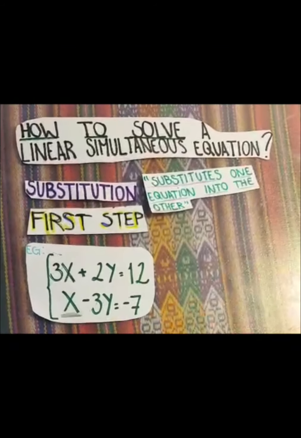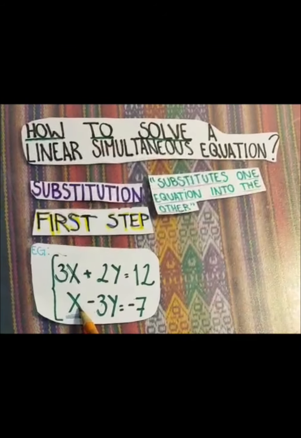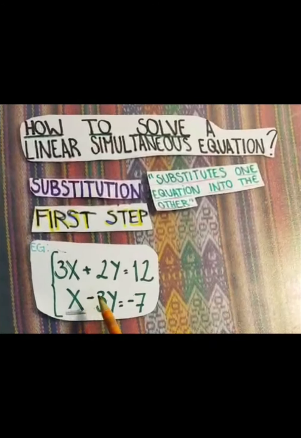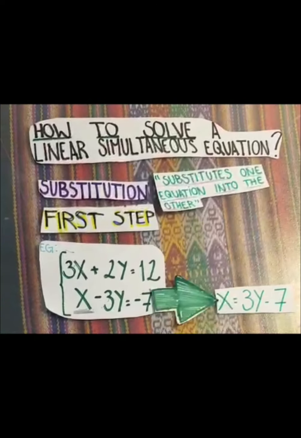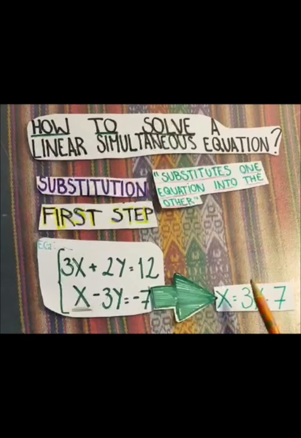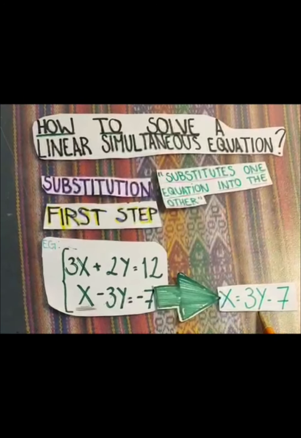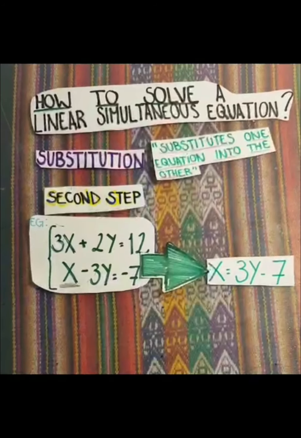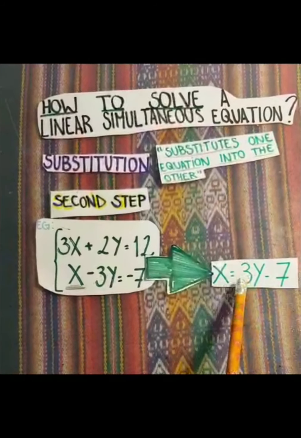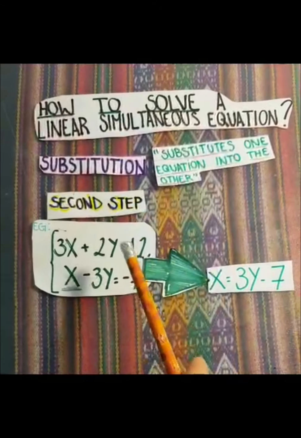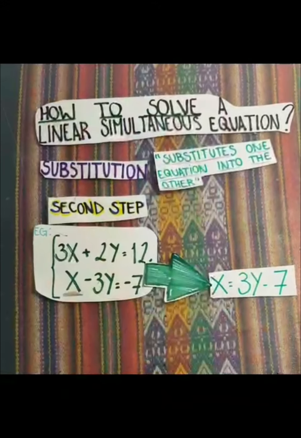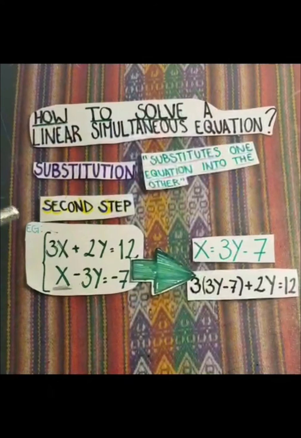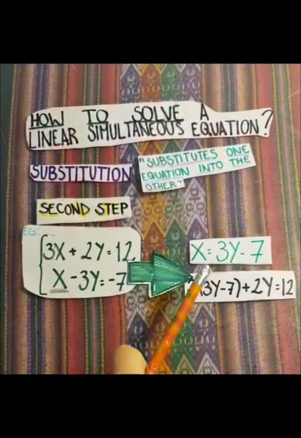In the first step, it's easier to isolate the x in the bottom equation because it is alone. So you pass the minus 3y to the other side to isolate the x, resulting in the following equation. In the second step, you substitute the value of x in the top equation. The value that you just found, you substitute on the top equation, resulting in an equation with one variable only.